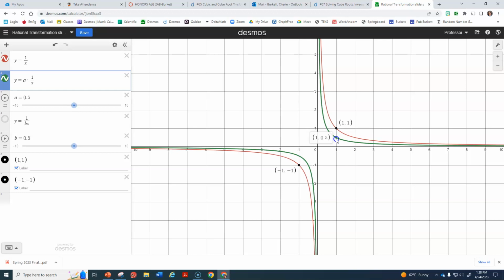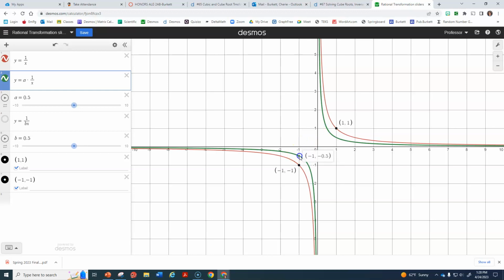Okay, it compressed. It got closer to the x-axis. And again, if it's going to pass through the point 1, comma 1/2, then it's also going to pass through the point 1/2, comma 1. So you can see that right there.